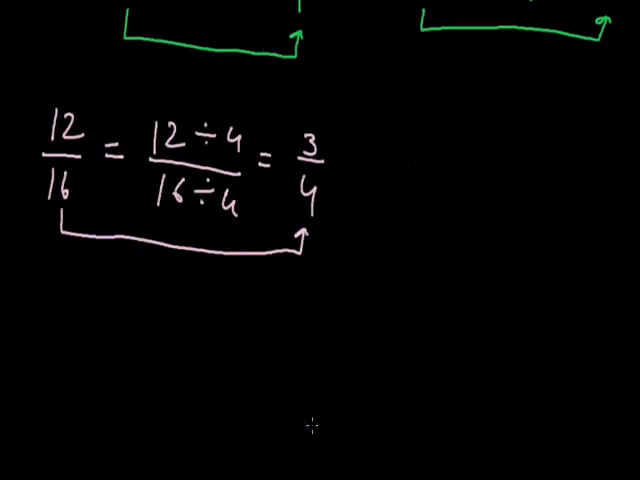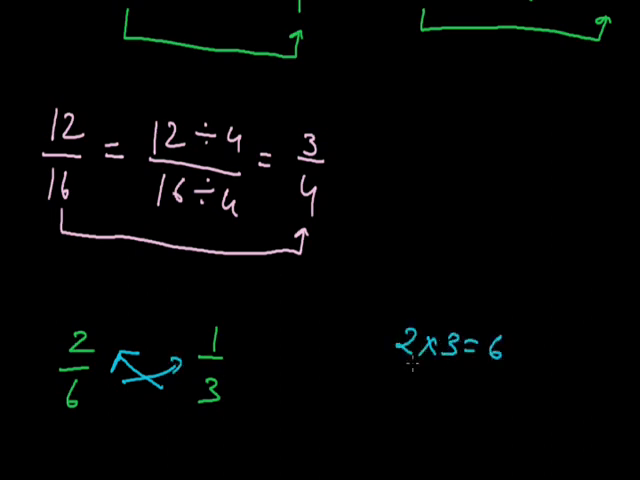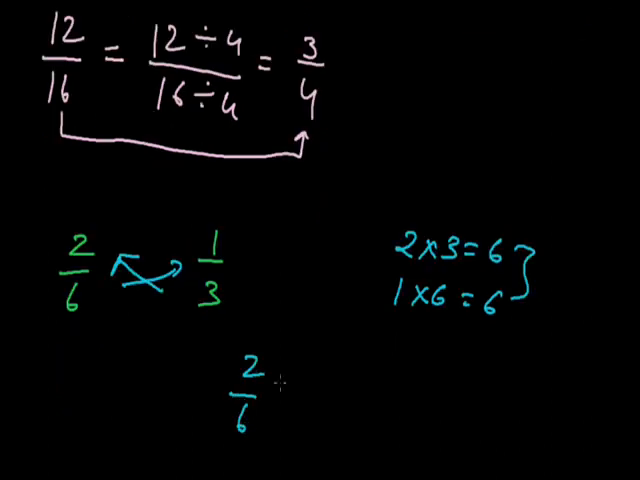Now if we are given two fractions and we have to find whether they are equivalent or not, for example, whether 2 by 6 and 1 by 3 are equivalent or not, what we are going to do is cross multiply them. We are going to multiply 2 by 3 and 6 by 1. Multiplying 2 by 3 we get 6, and multiplying 1 by 6 we get 6. Since both numbers are equal, we can say that 2 by 6 is an equivalent fraction to 1 by 3.